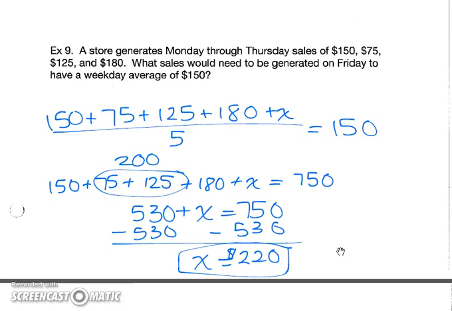An average, add them all up, divide by how many you have. I'm missing Friday sales right here. I would write a let statement that says let x equal Friday sales. Combine like terms, solve for x, and I find that you'd have to sell $220 worth of material on Friday.